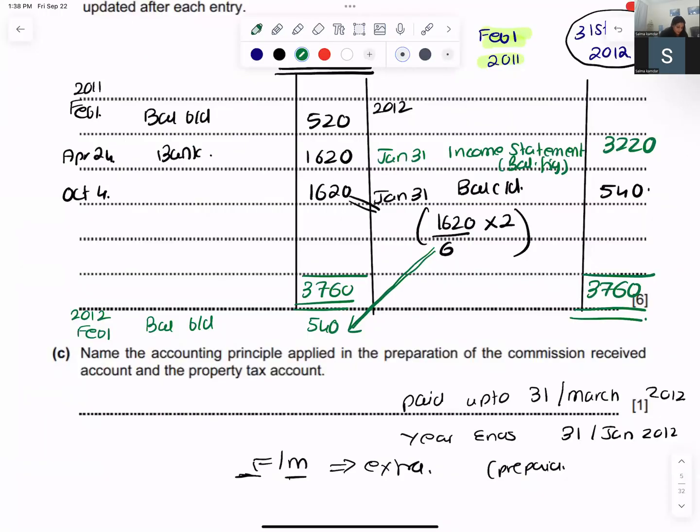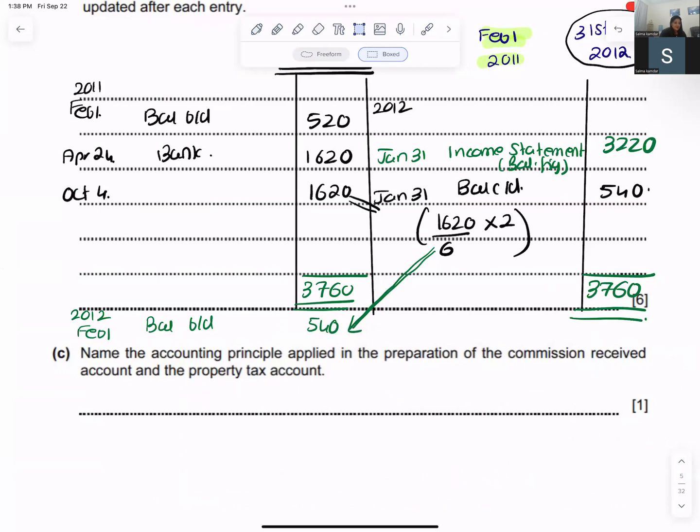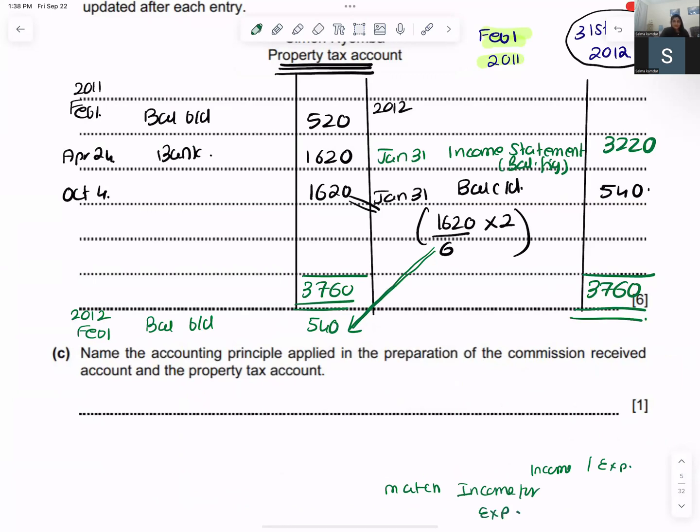They are saying, name the accounting principle. What is the accounting principle that you have applied in the preparation of commission received account and property tax account? Whenever I prepare any income account or expenditure account, I try to match income for the year with expense for the year. So the principle that we apply while preparing income account or expense account is called the accrual, or I would say it is called the matching principle.